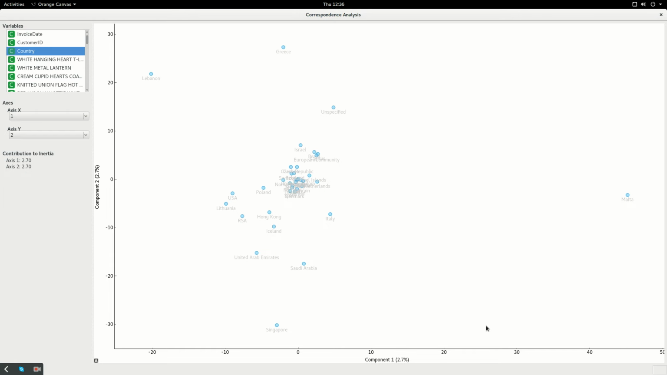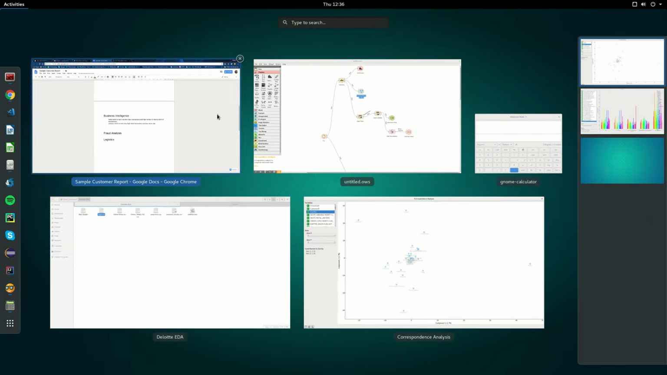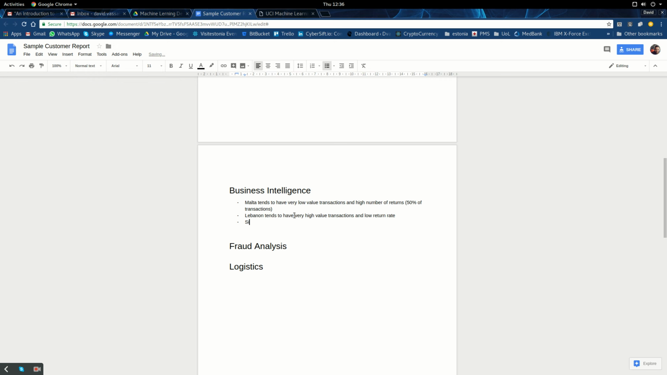The outliers tend to have a skewed distribution. So now we know that Singapore, you can type down that Singapore tends to have a high value transaction rate, but also a relatively high return rate. So those are our 3 parts of business intelligence that we can do.